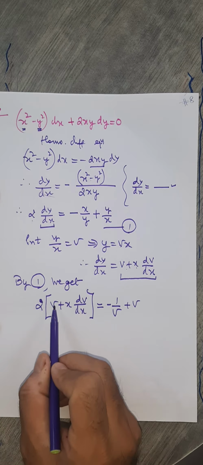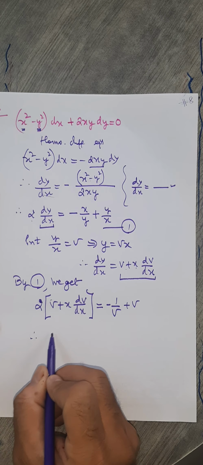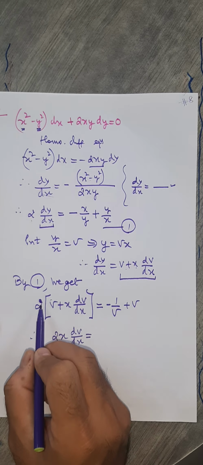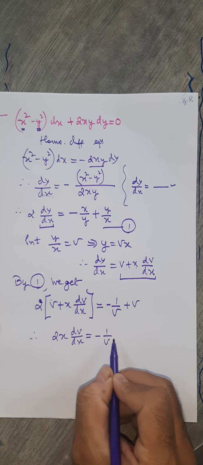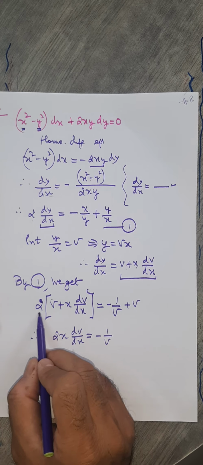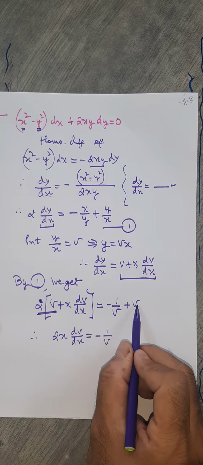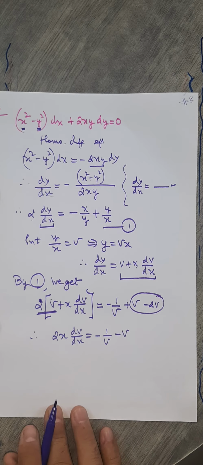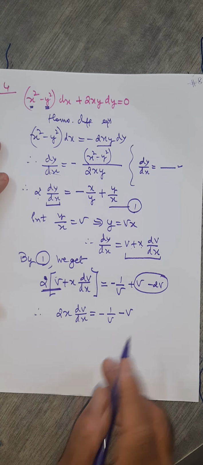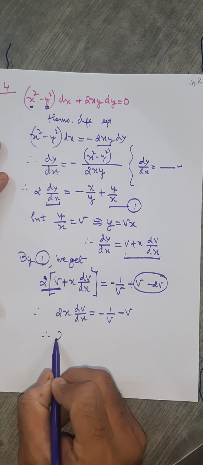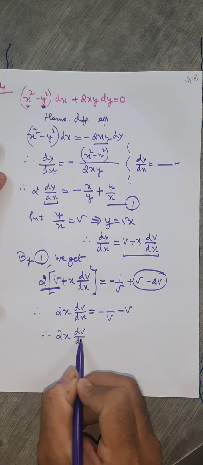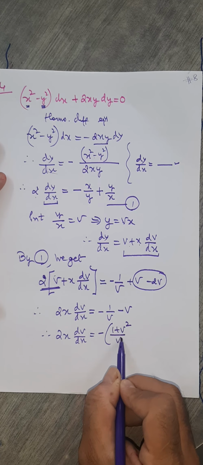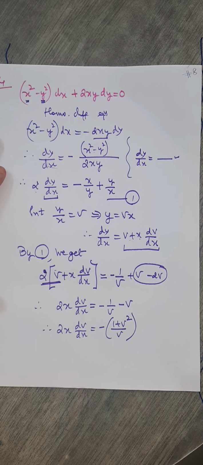Now we take all the terms having variable v on the other side. So 2x dv/dx equals minus 1/v. This is 2v, so on the other side it will be minus 2v, and from this you will get just minus v. Fine. So here you have 2x dv/dx equals, taking minus common, (1 + v²)/v. Now what's the next step?